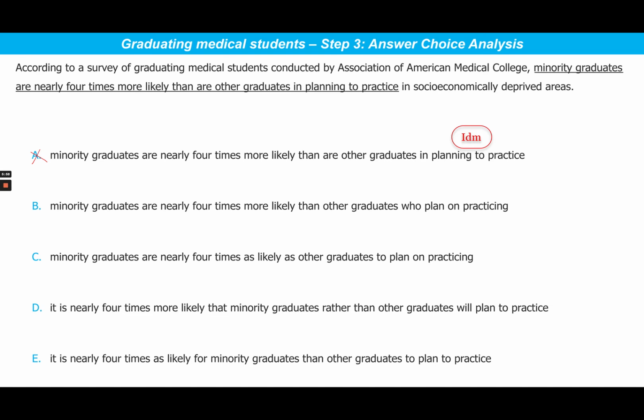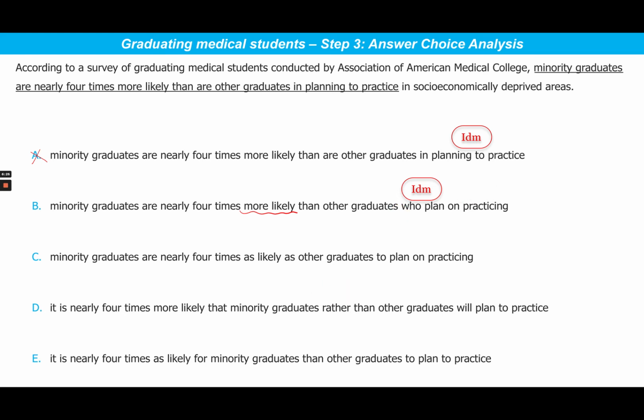Once again, we see that the expression more likely has been used, but it is not followed by to practice or to plan or to do something. That part is totally missing in choice B. So we definitely have the idiom error in this sentence.